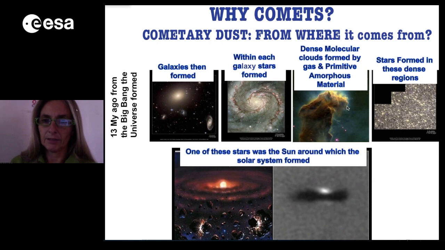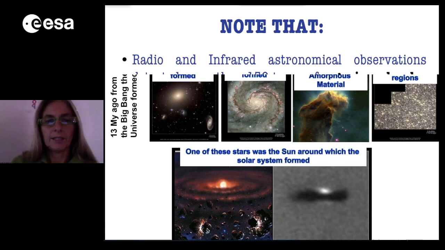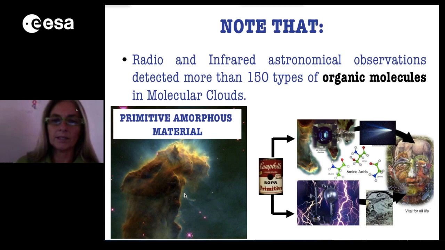In fact, in this very dense agglomerate of dust, the process of star formation can occur. It starts and then it becomes like a protoplanetary nebula around the star, and the dust and the material surrounding the star get together, aggregating, forming planets. And just to be noted here that in these big molecular clouds, by radio and infrared astronomical observation, more than 150 types of organic molecules were detected. So we see that already from here we start looking at at least one of the ingredients which is necessary for the beginning of life on Earth.